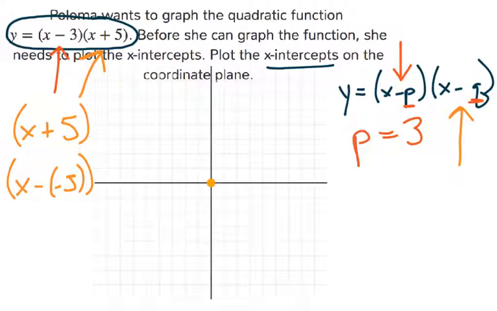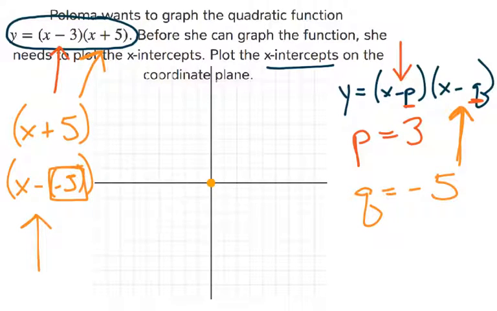So basically, in this form, now we can identify it. It says x minus, just like it does over here, and now the q would just be this part, the negative 5. So I can write over here, q equals negative 5. Okay, so these are my two x-intercepts.